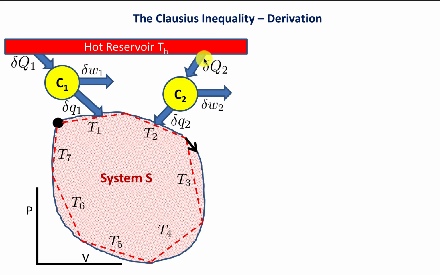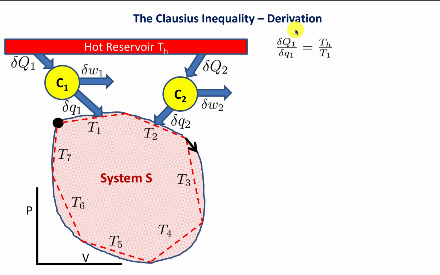So now delta Q2 comes in, delta small q2 goes out, the amount of work done is delta W2, etc. And so in principle, for every segment, we have a Carnot engine which then works between the high temperature reservoir and these multiple cold temperature reservoirs. This is a very beautiful idea. It's a very strange idea, but this is the way that mathematical constructions are done.